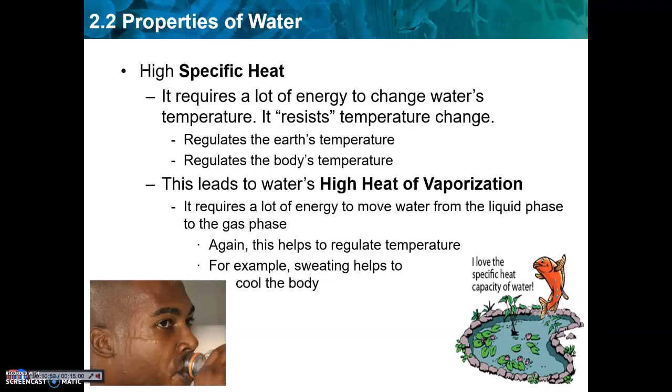So this is going to help on the earth level because there's so much water on the surface of the earth. It helps to regulate the earth's temperature, but this also helps us on an organism level inside of our bodies. It's difficult to change our body temperature because we do consist of a majority water if you were to look at the molecules inside of our cells. So that's going to help us maintain homeostasis.